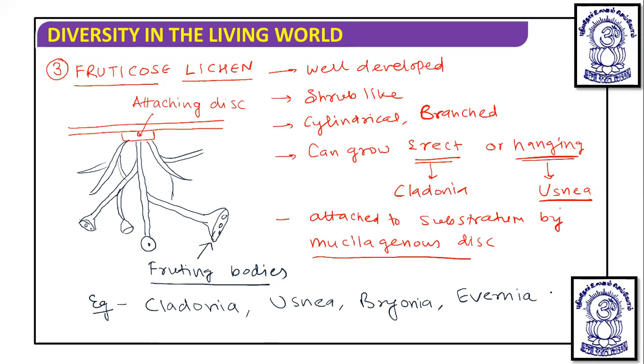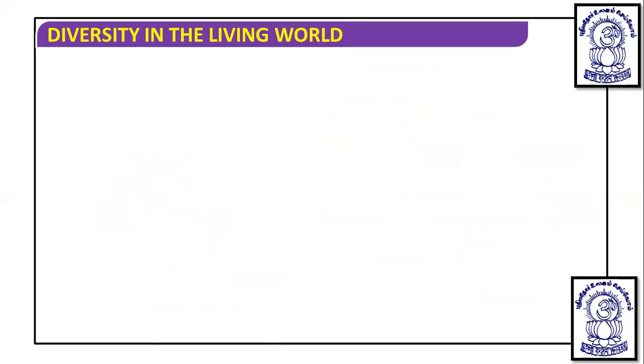I hope you have understood the types of lichen. Now, after studying this type of lichen, we are going to discuss one mechanism: what relationship they have established, how they are beneficial to each other, and what they provide. If we talk about the functions of fungus and the functions of algae, then we can understand their relationship.